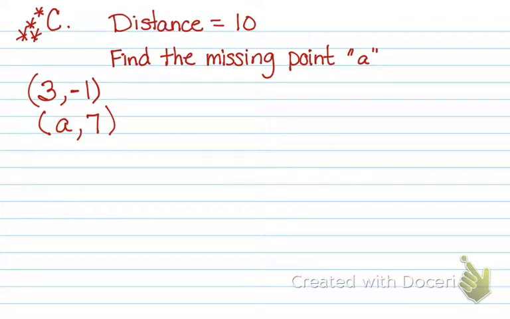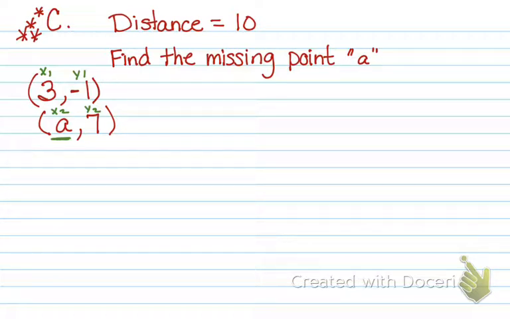All right, so let's try a 4-star. This is where we know the distance and we need to find a missing point. This missing point I'm calling a here. These are my 2 points, and I'm going to label them x1, y1, x2, y2. We're going to try to find the missing value. What is that x2's value?